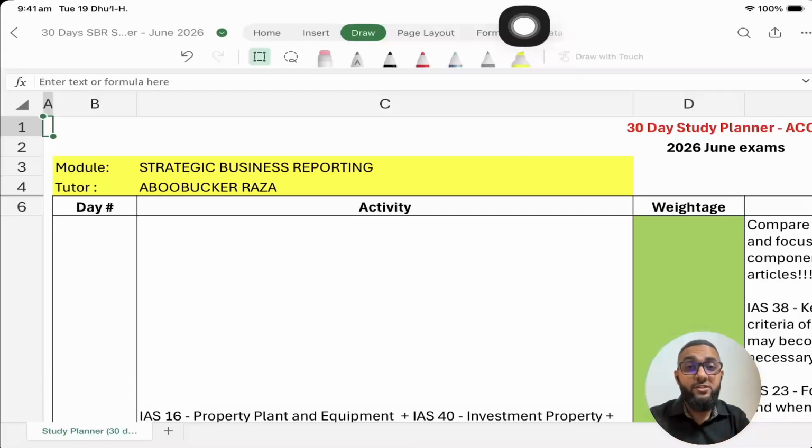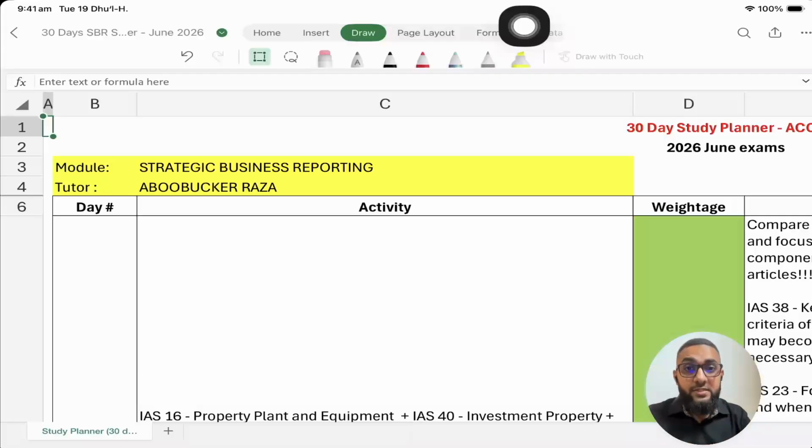And in today's session, we are going to look at the 30-day study planner, which is being revealed in order for you to follow from the 4th of May. Today is 1st of May. So you'll be following it from 4th of May until the exam on 4th of June. So 3rd of June, you are expected to have this completed.